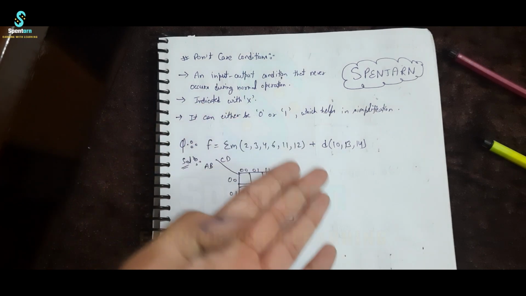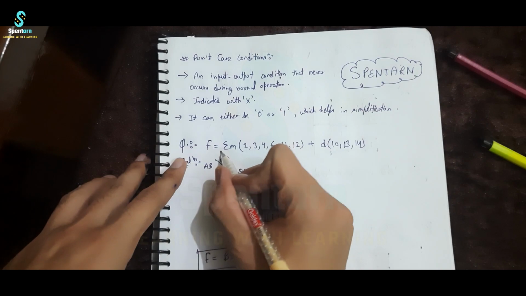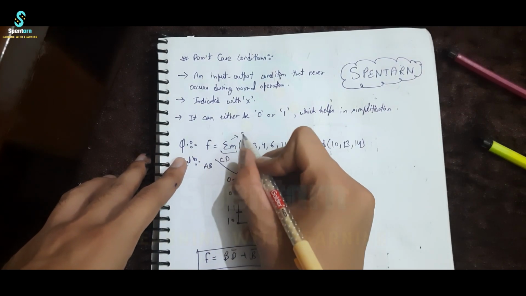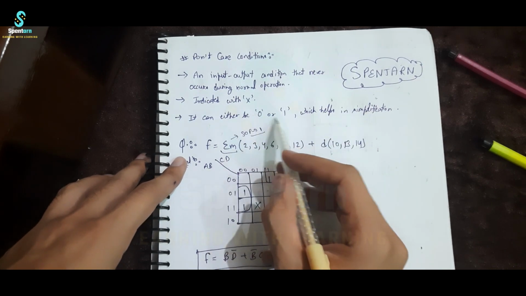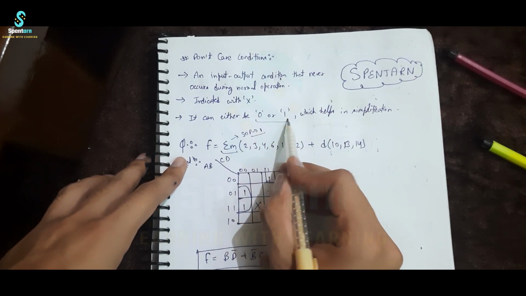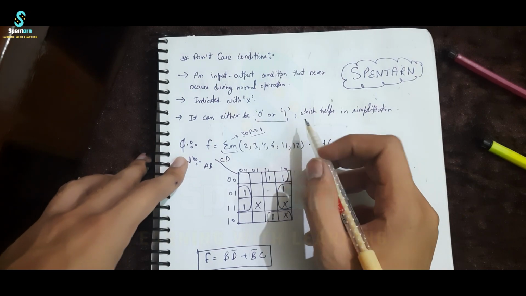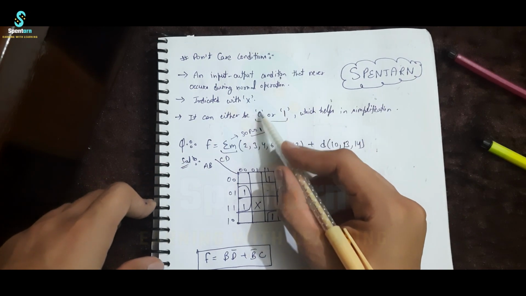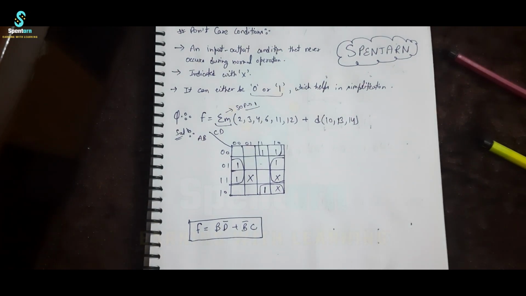We can just make it 0 or 1 according to our specification. For example, if we are given sigma m here, sigma m means it is the format of SOP. For the SOP, we generally write with the help of 1. So we can write it down with our own specification that if it is SOP, we write it as 1, but if it is POS, we can assume it as 0, right? So in this case, we will be assuming it as 1, right? So this is what the don't care condition is.